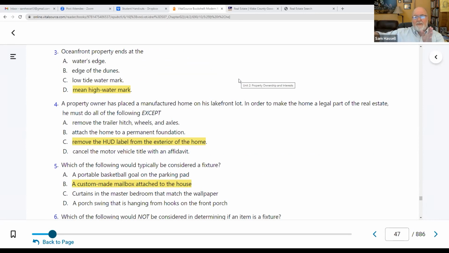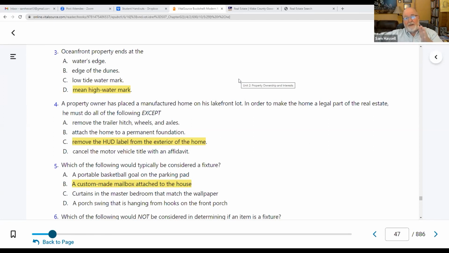Now who owns that property when the water recedes? When the water recedes, that becomes property of the public. In North Carolina, that is public property. The word is foreshore, F-O-R-E-S-H-O-R-E, okay? And that's the difference between where the water is and the average high water mark.